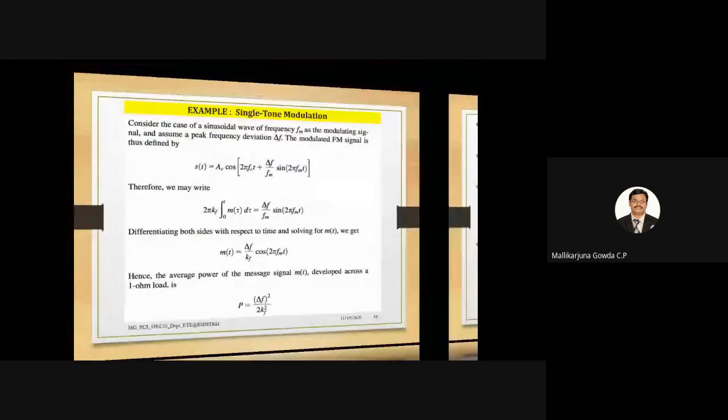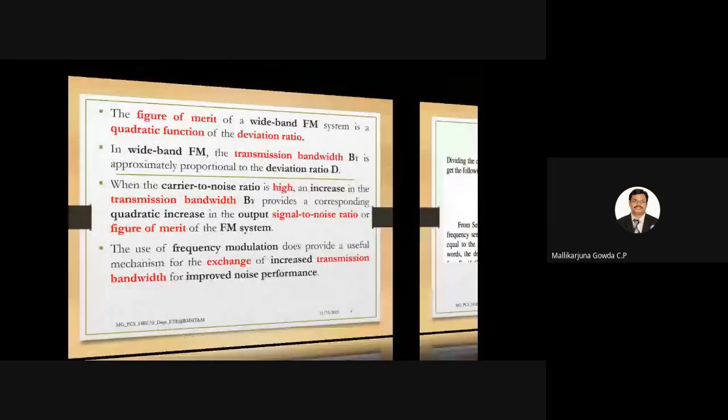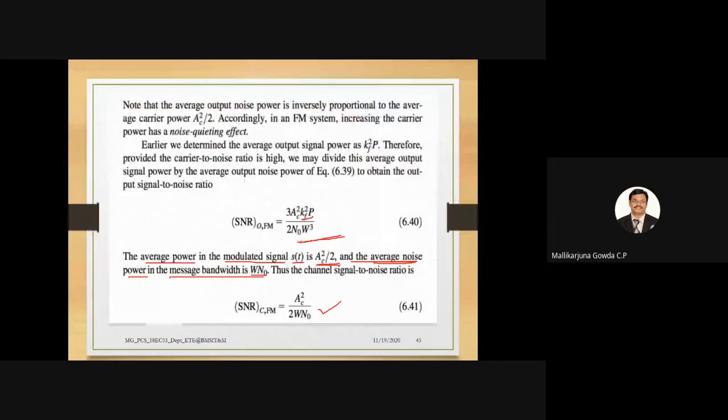I hope you noted that expression for output SNR. Please have a note of this equation: the expression for output SNR, substituting the value of P as delta f whole squared divided by 2 into k squared f. And you can also note down the expression for channel signal to noise ratio. Let us see what we can write for figure of merit for a sinusoidal modulating signal. I hope noted.